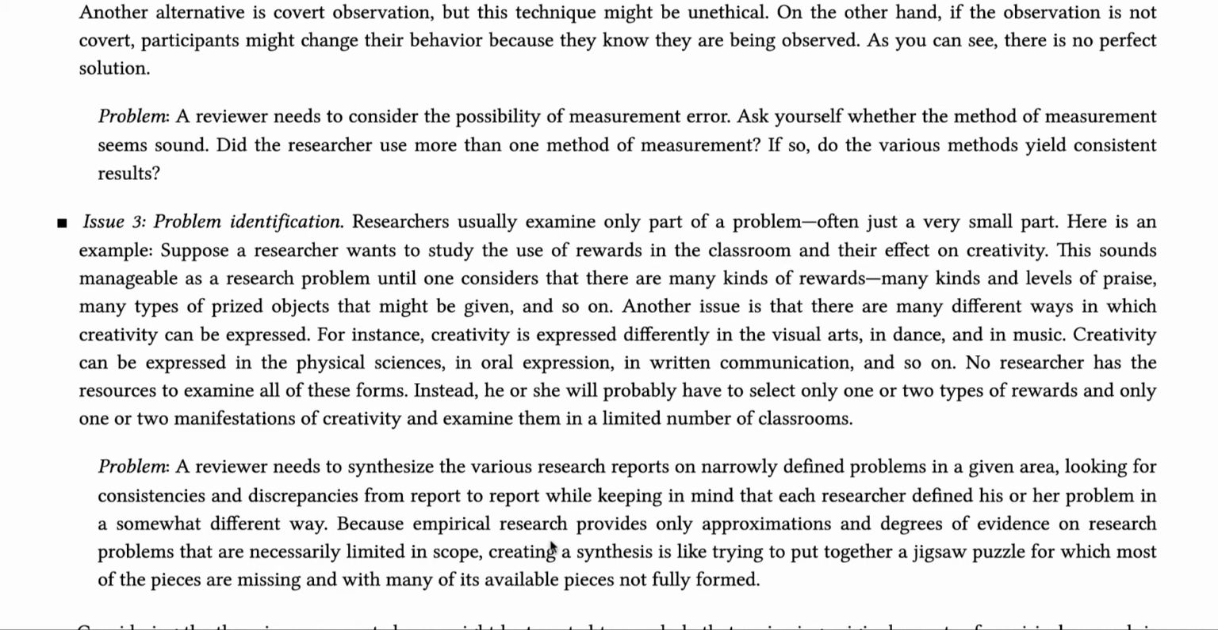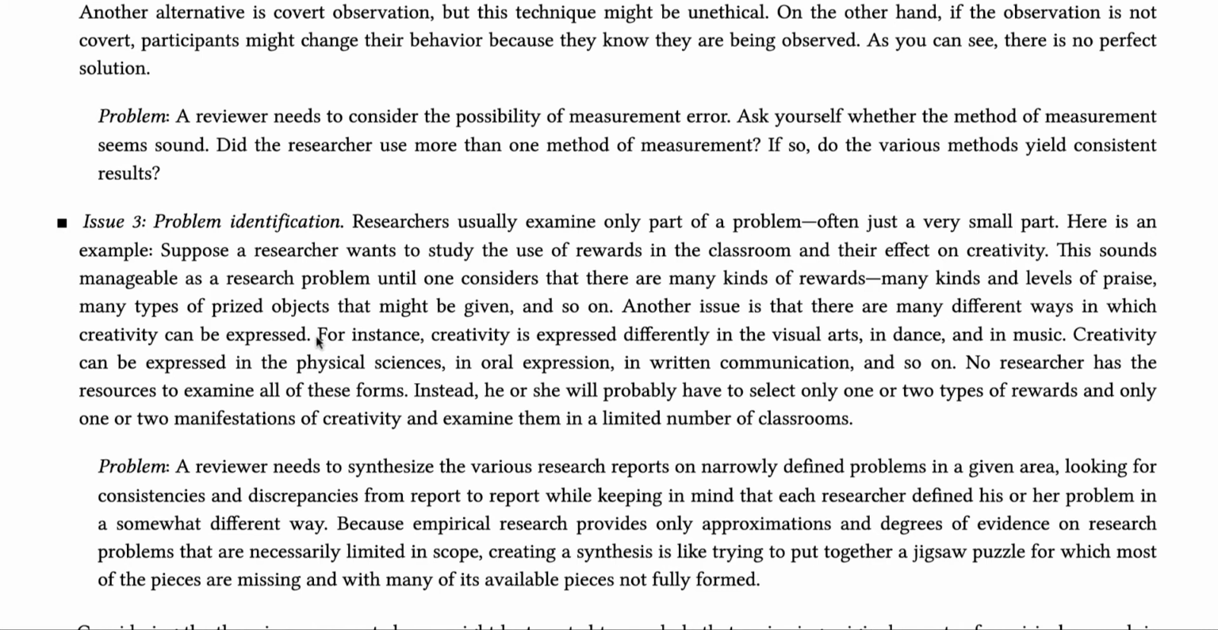Researchers usually examine only part of a problem, often just a very small part. Here is an example. Suppose a researcher wants to study the use of rewards in the classroom and their effect on creativity. This sounds manageable as a research problem until one considers that there are many kinds of rewards, many kinds and levels of praise, many types of prize objects that may be given, and so on. Another issue is that there are many different ways in which creativity can be expressed.